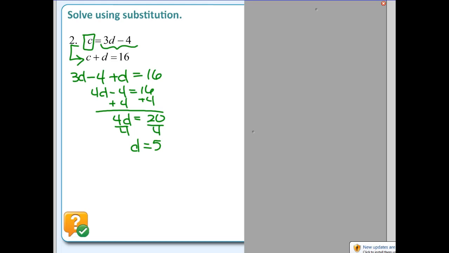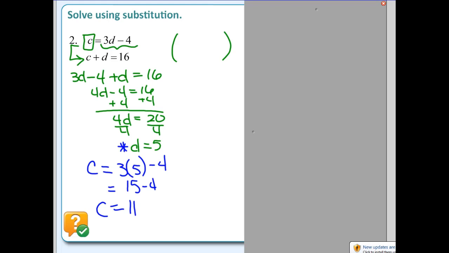Now, we need to find c. Remember, my answer has to be an ordered pair, so we're going to take the d that we just found and substitute it back into the first or the original equation. c equals 3 times d, which is 5, minus 4. So we've got 15 minus 4, so c equals 11. All right? And so our answer would be 5, 11. Our ordered pair that satisfied both equations is 5, 11.